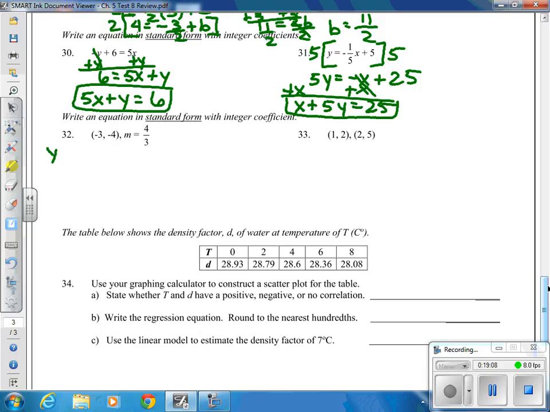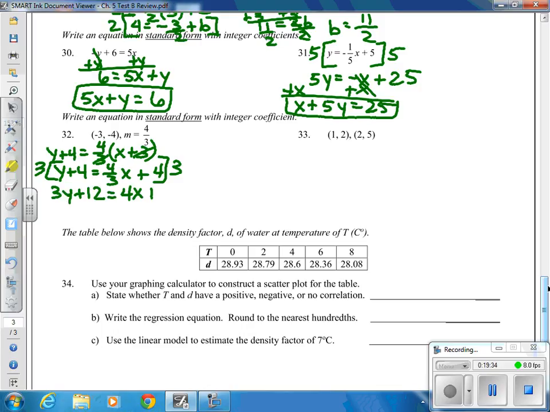So it comes out y plus 4 equals 4/3 times x plus 3. Okay, I need to distribute, so I get y plus 4 equals 4/3 x plus 4, because this 3 crosses that 3 off. And then I don't want fractions, so I'm going to go ahead and multiply everybody by 3, so I can get rid of my fractions right now. This will give me 3y plus 12 equals 4x plus 12, because that 3 crosses off.